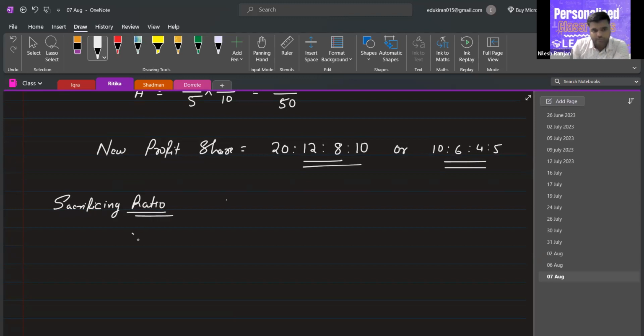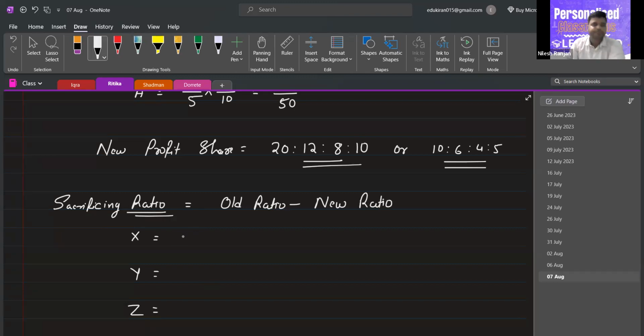Sacrificing ratio. X, Y, and Z. We have to calculate the sacrificing ratio of existing partners only, because the new partner was not in the partnership before, so we don't have to calculate the sacrifice. Whatever he is getting, it is his gain. So the sacrificing ratio formula is old ratio minus new ratio.